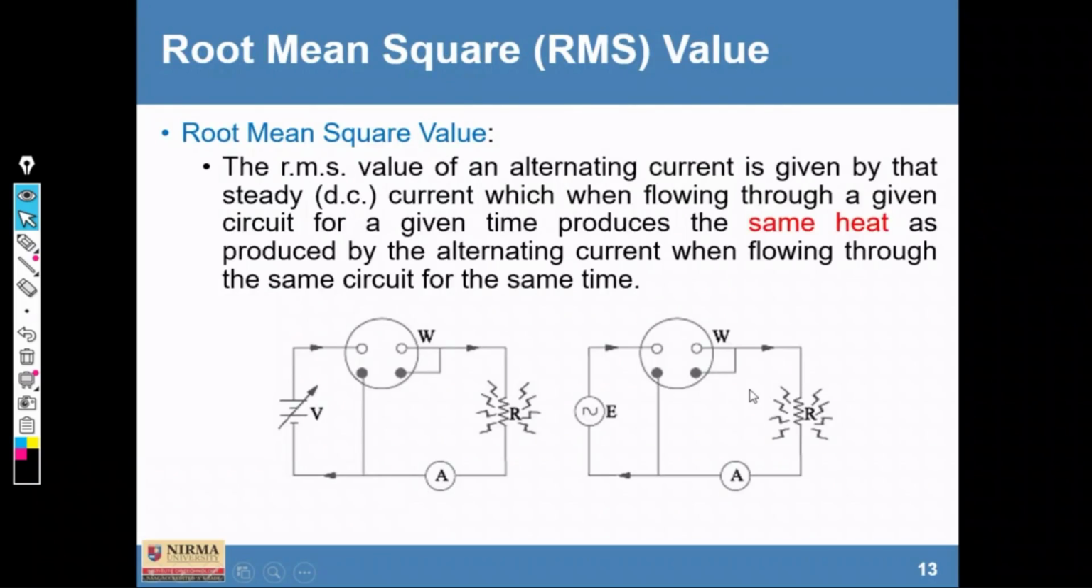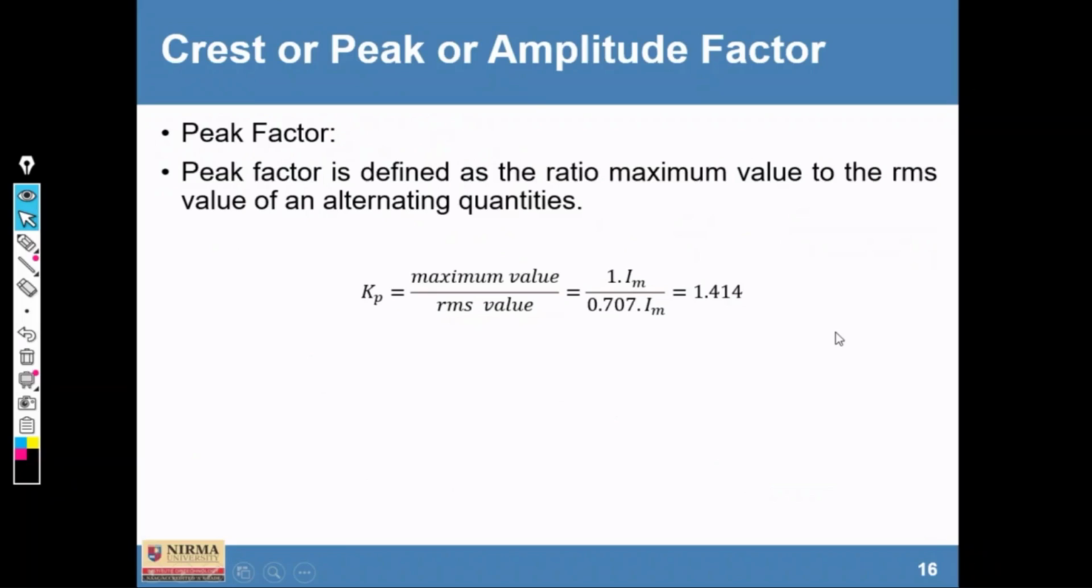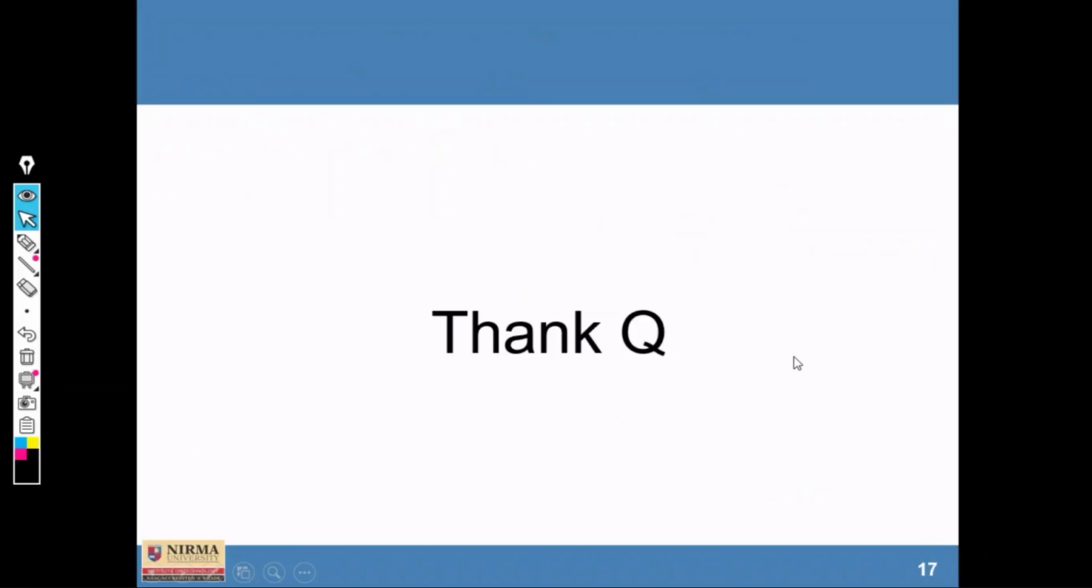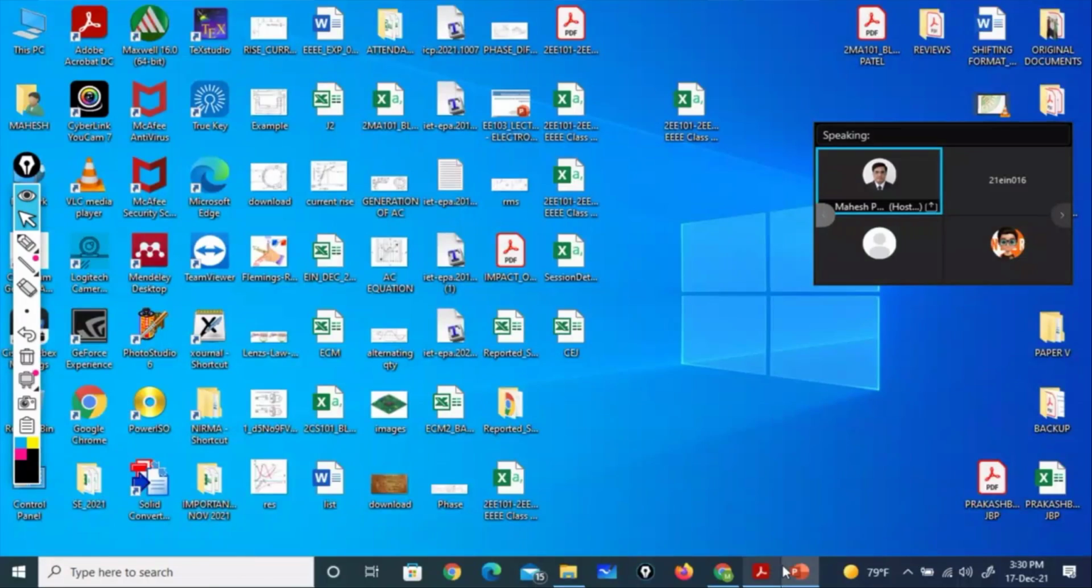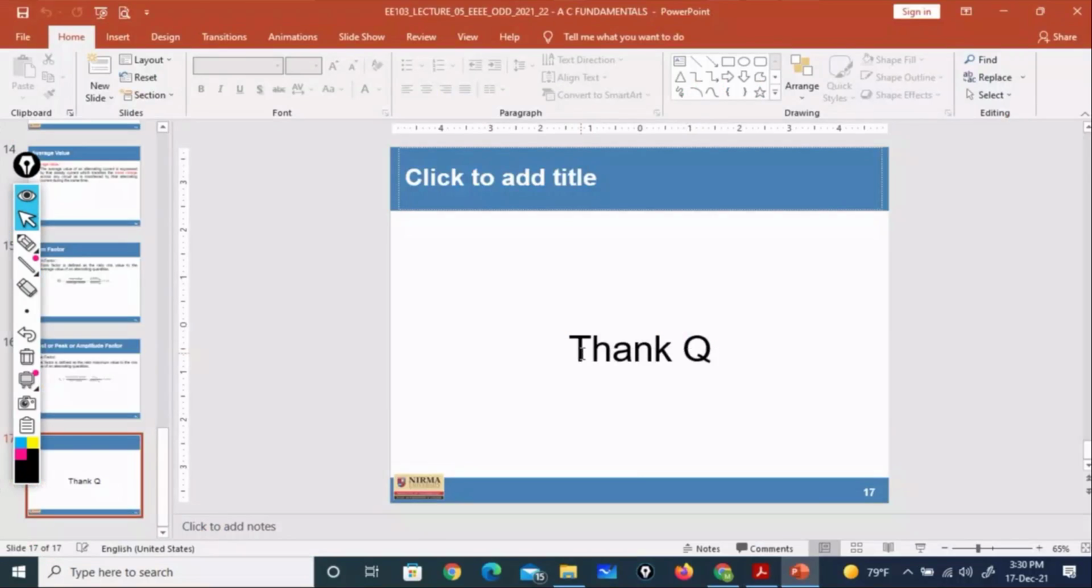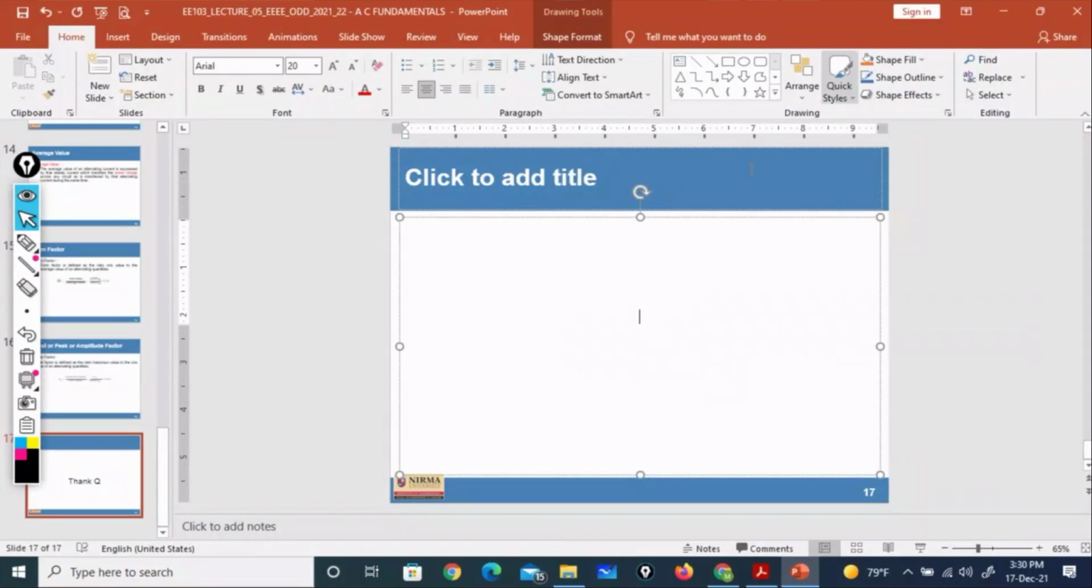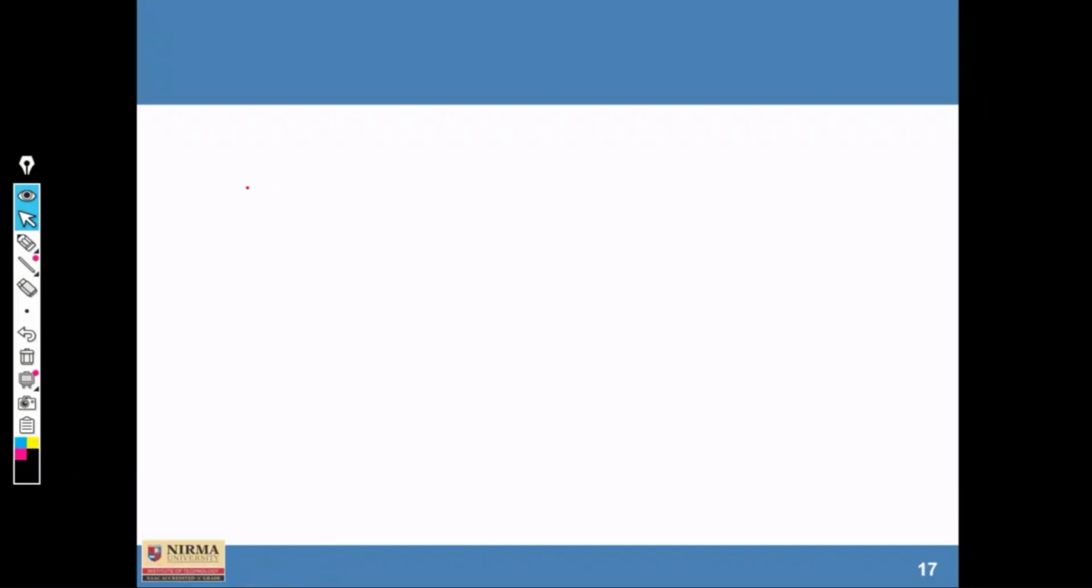So I repeat, the RMS value of an alternating current is given by that steady current which, when flowing through the same circuit for the same time, produces the same heat as produced by the DC circuit. So here there is a measure between DC and AC currents, and then we have discussed form factor and peak factor. Fine. So here I am going to discuss the analytical method.